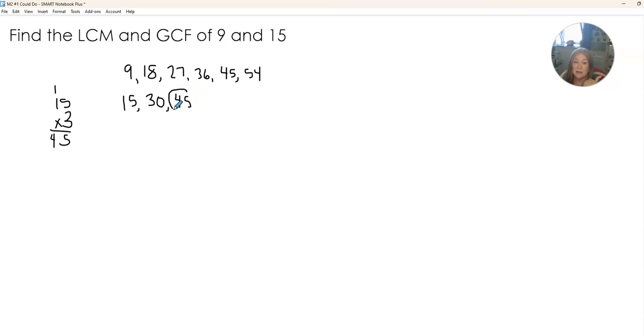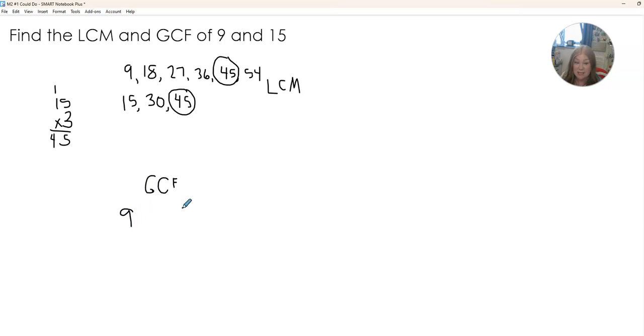And I can see here, oh, the littlest number they both have is 45. So there's my least common multiple. We multiplied and found the littlest one they have in common. Now GCF, the greatest common factor. So we're going to factor and find the biggest number.